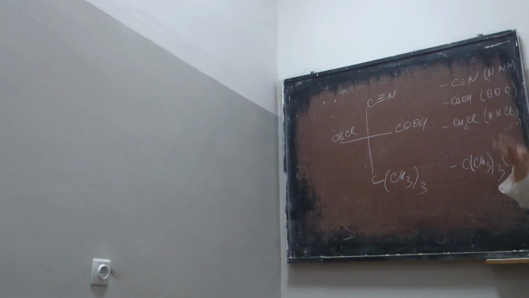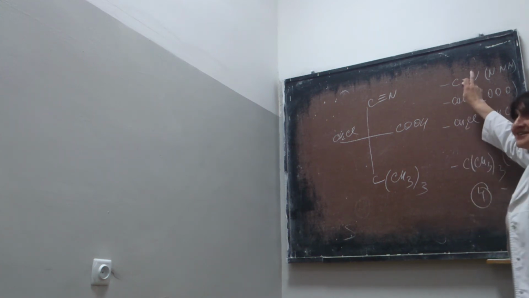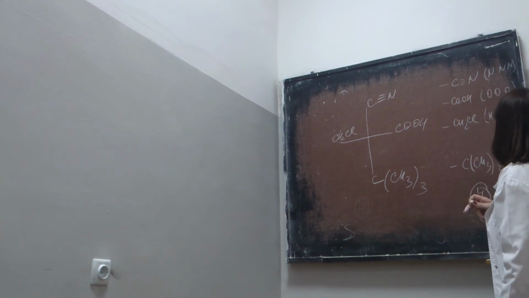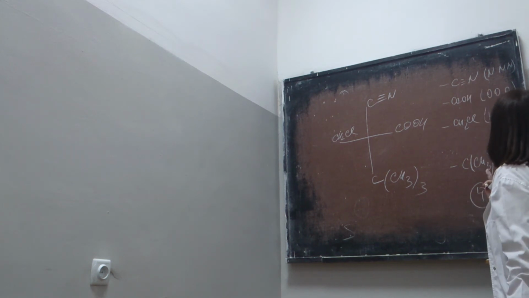Now, once again, it will be this one. This one has the lowest priority. Because you have here carbon. This is 4. So this is number 4. Now what about number 1? It is N. Yes. This one is not. No, this is number 2.